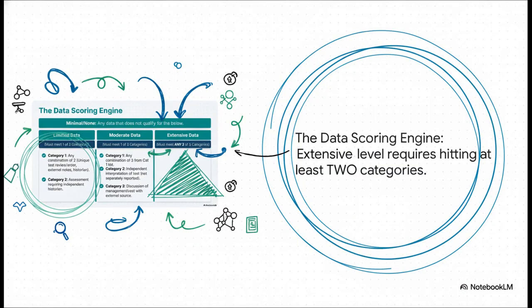So how does this all add up? This data scoring engine shows you exactly how. To get to a limited data level, you just need to hit the mark in one of 2 categories. For moderate, 1 of 3. But here's the kicker for extensive. To get to that highest level, you have to meet the requirements for at least 2 different categories. That's a huge detail to remember.